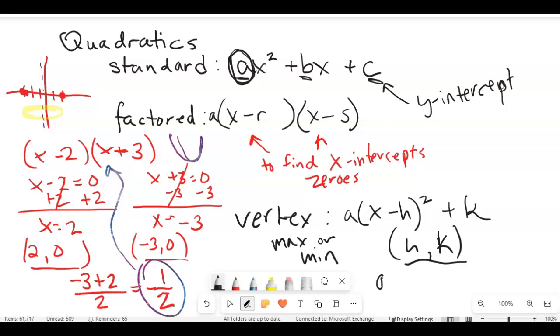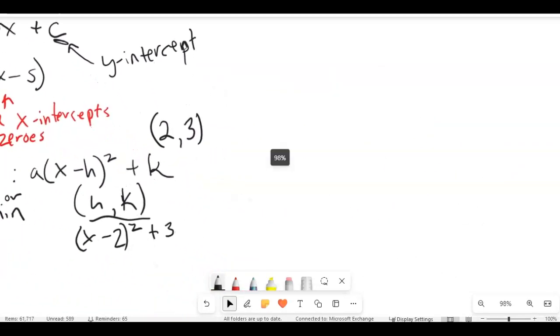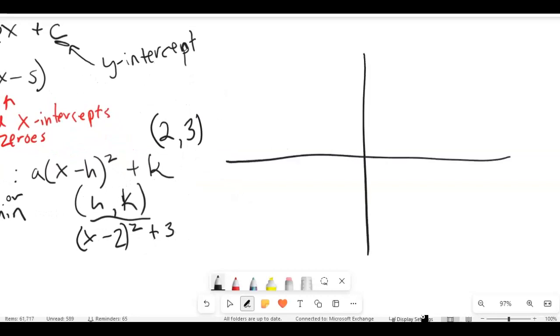So if we had a times x, actually let's assume that a is 1, x minus 2 squared plus 3, then our vertex here is 2, 3. And so once I have that, then I know that that is going to form my axis of symmetry along x equals 2. And so then, let's move this to the side here. I'm going to take a look at that, right? If I graph this, then I have 1, 2, 3, 4, 5, 6, 1, 2, 3, 4, 5, 6, 2, 3. My vertex is here.